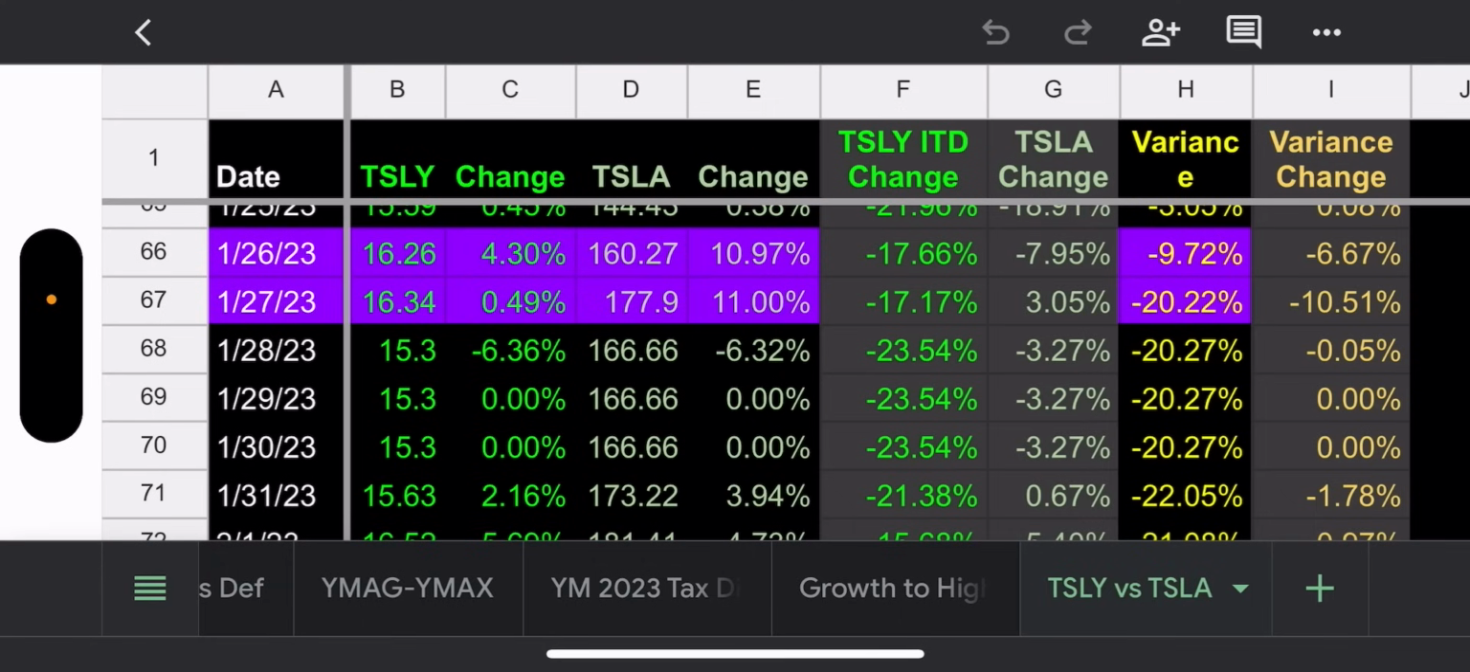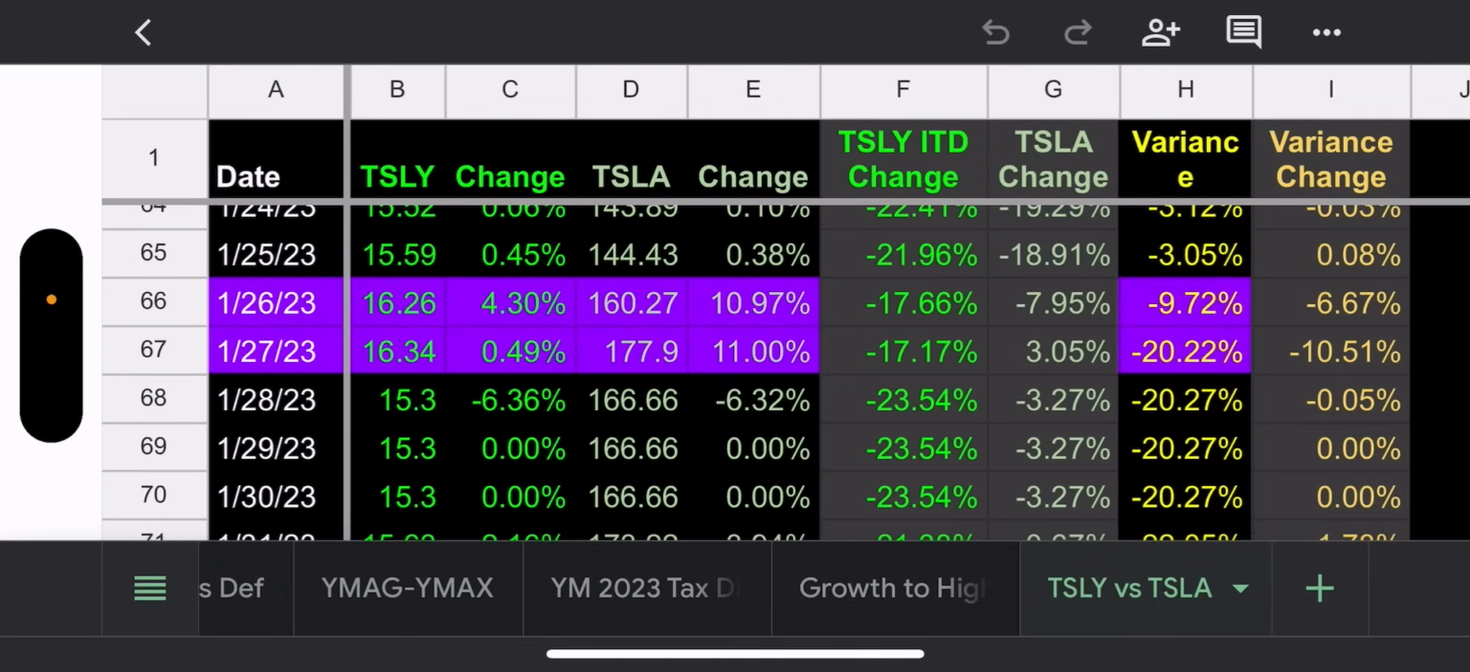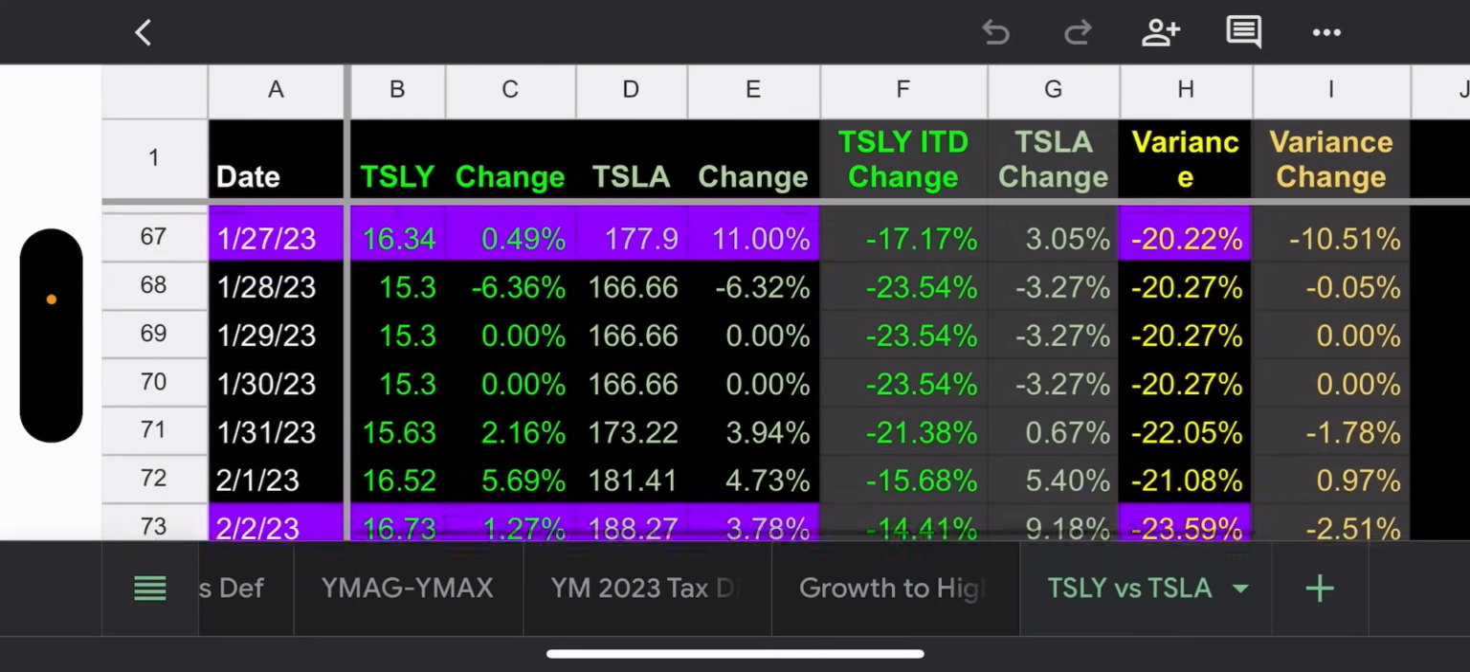And I know with these funds, we don't expect capital gains, but when you lose out on this much, it just adds up. It adds up. So variance on column H is now in the negative 20%. So this is now in Tesla's favor.